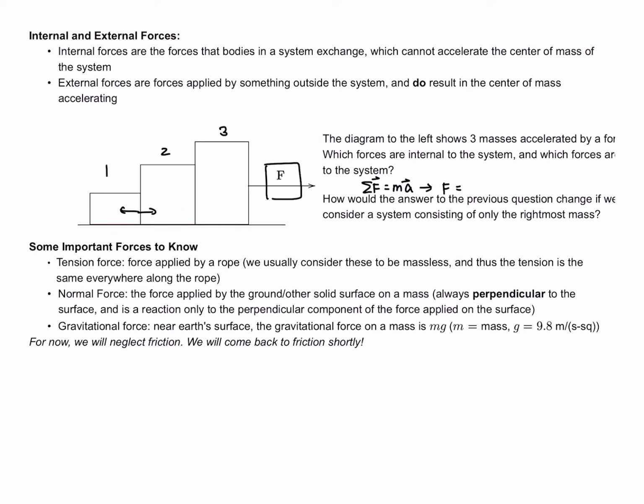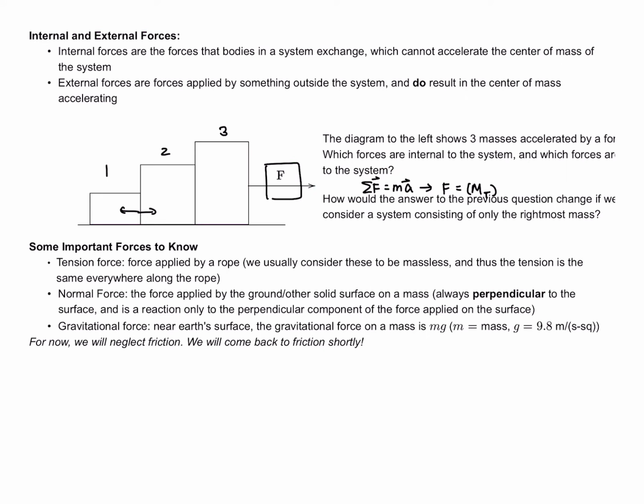There are some special Atwood's machines where you have multiple pulleys attached to each other where the accelerations may be different, where you have to use some trickier methods to get the acceleration for each mass, but we're not going to worry about that right now. So you have to take the net external force, which is F, and then consider the total mass of the system.